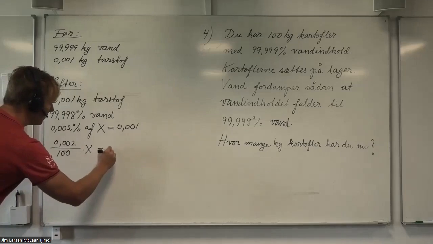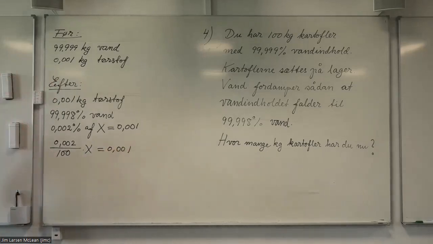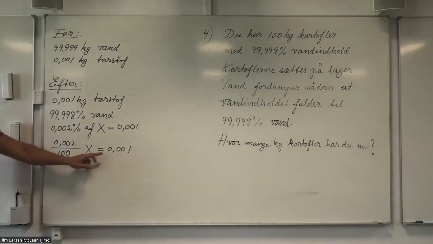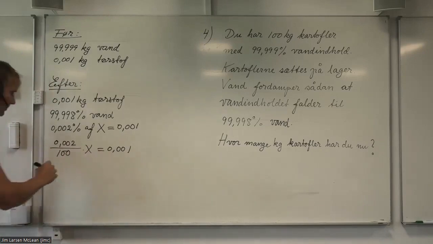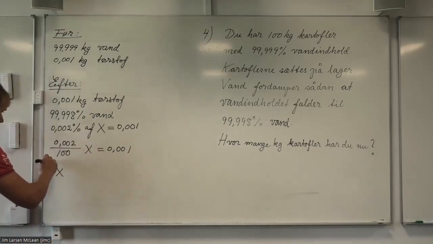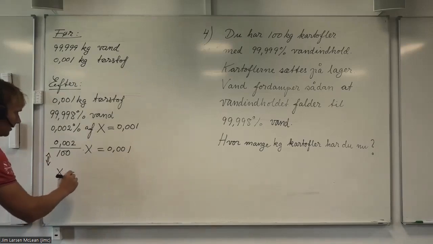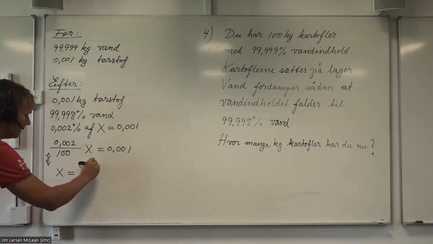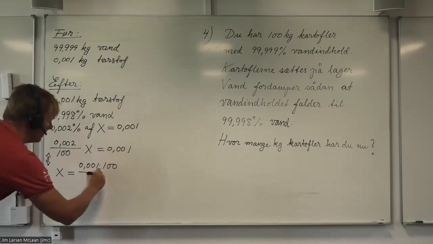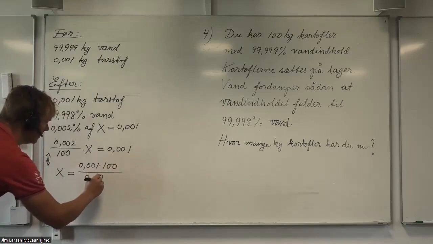So we start with 100, and I want to end with 0.002. So here comes an implication arrow: X equals 0.01 times 100. Literally, it's necessary, 0.02.